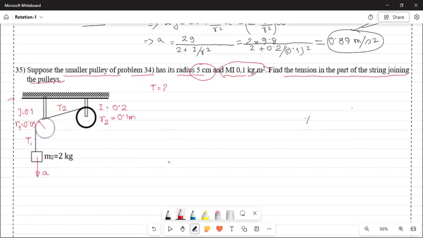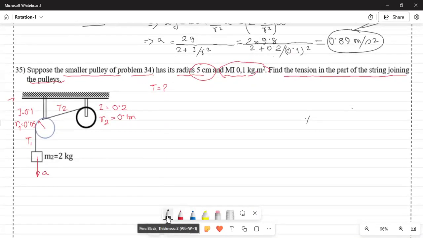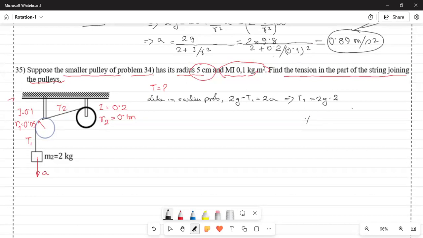So we proceed this way. Now the equation remains the same. Like in the earlier problem, 2G minus T1 is equal to MA, which is equal to 2A. From here we get T1 is equal to 2G minus 2A. Let's say this is equation 1.